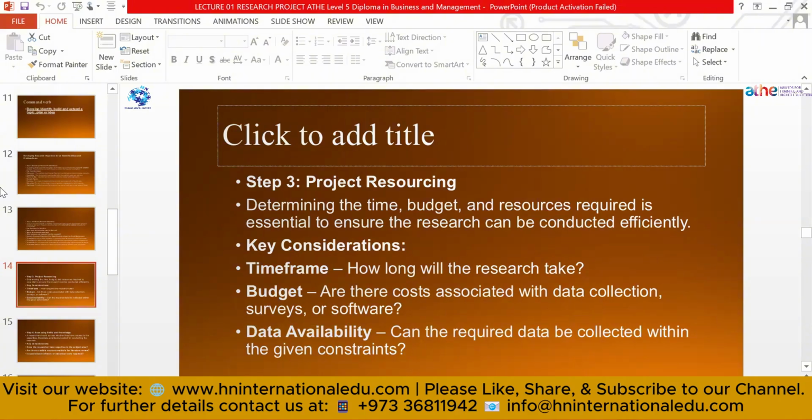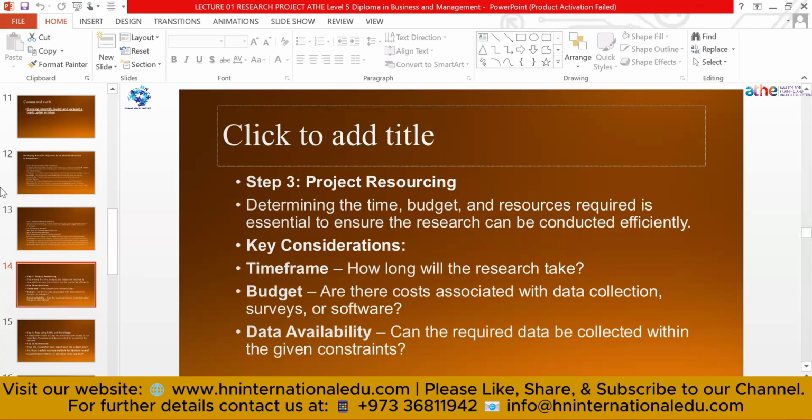There are other resources as well, but priority is always given to the budget, the finance. When you're doing the professional research, right now you don't need any budget. Determining the time, it's maximum 6 months, budget, the finance, and resources required is essential to ensure the research can be conducted efficiently. That is, when you do the research, when you're in the organizations or the departments of different university, you are financed by the supervisors and the universities. They give you money, they give you timeline, they give you everything, and then you do it.